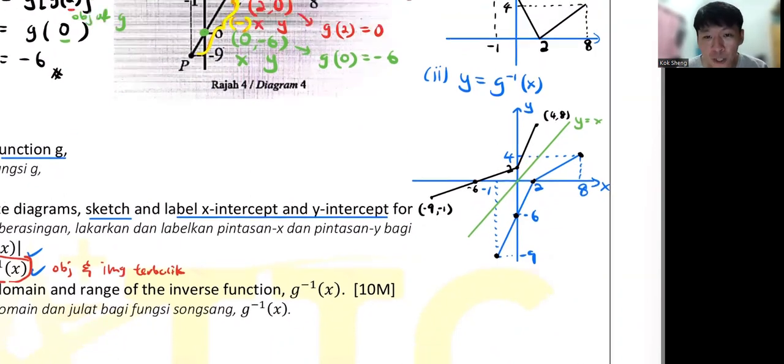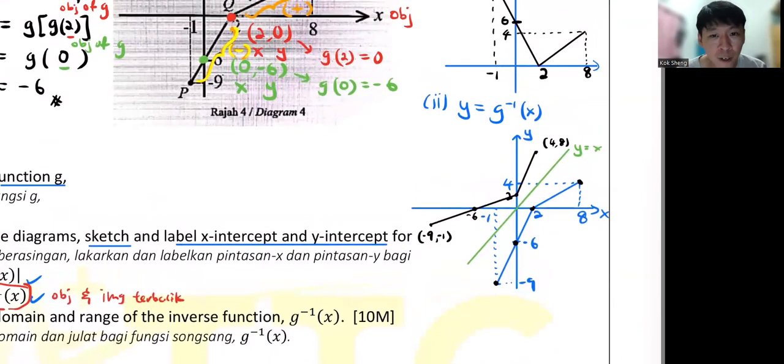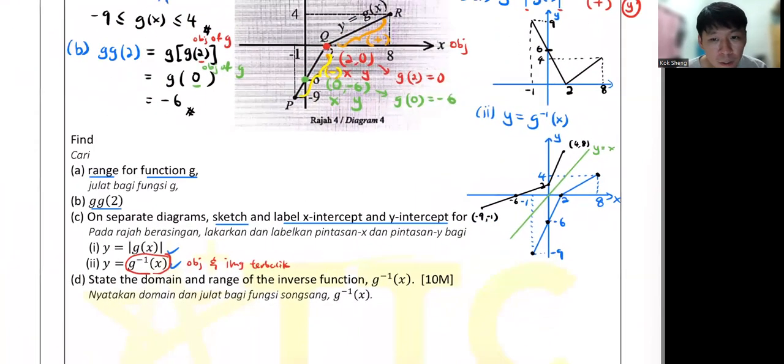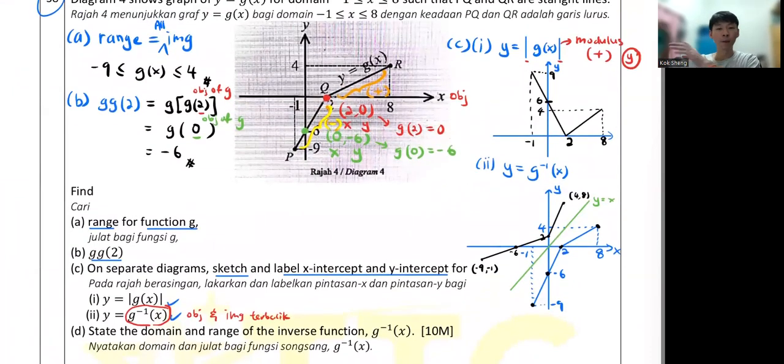Okay, this part wait for you first. You have to draw the original graph and also the new graph after the reflection. A bit not balanced on both sides. It seems I'm not balanced. Okay, last one.